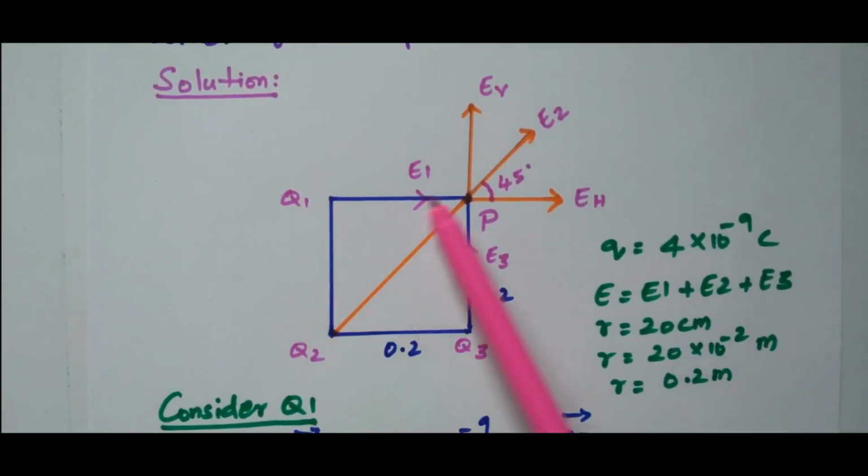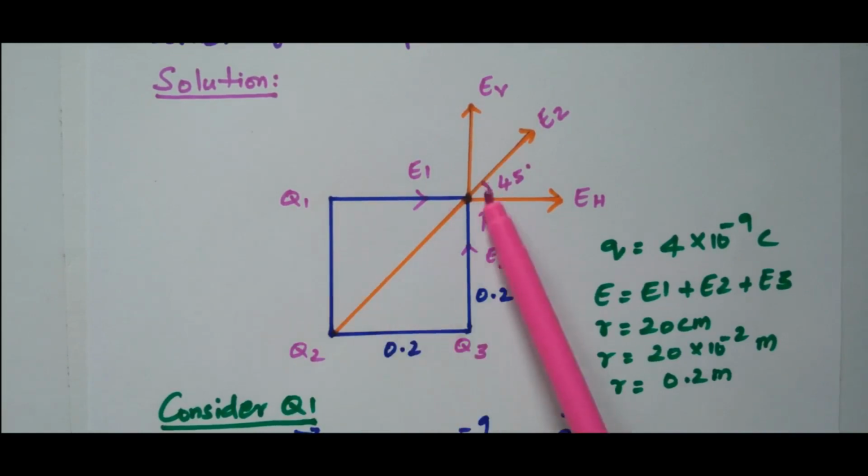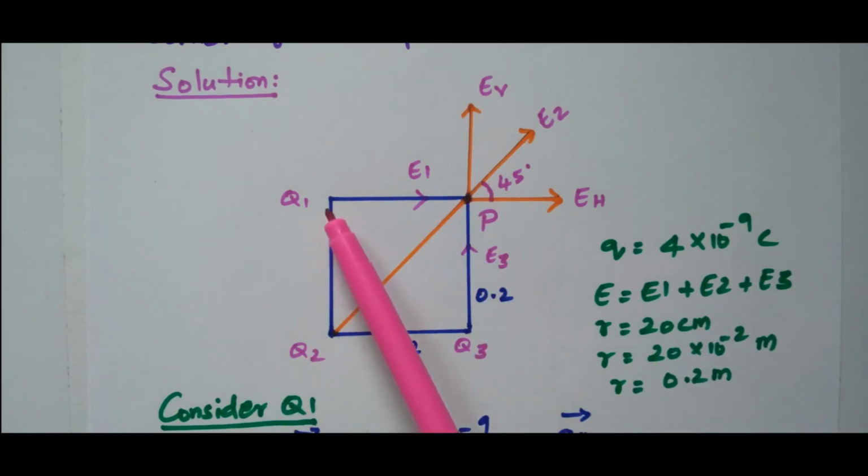So this is a square with side 20 centimeter. R equal to 20 centimeter, that is 20 into 10 to the power minus 2, that is 0.2 meter. It's a square with 0.2 meter side. At these three corners the charges are placed. We will call them Q1, Q2, Q3. At these three corners the charges are placed. What is the value of the charge?